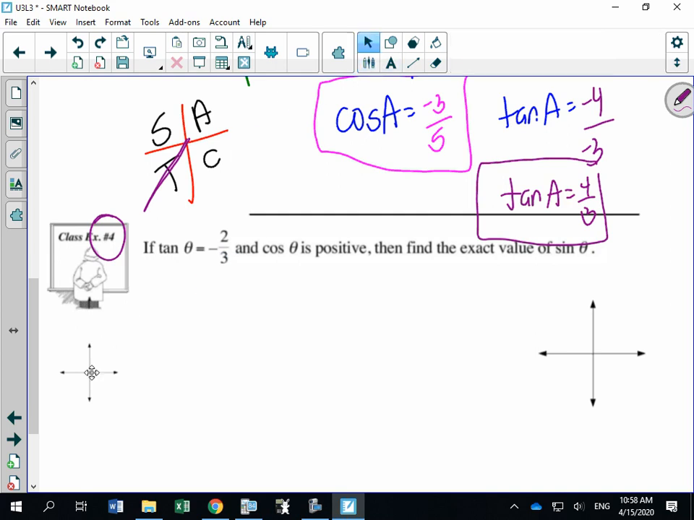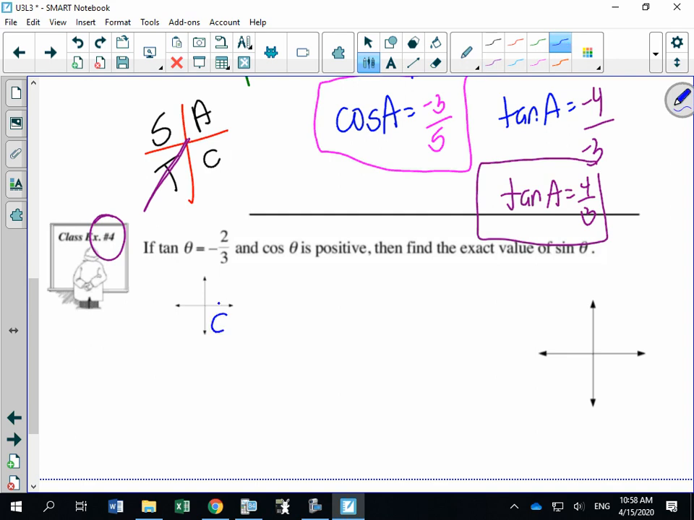So here's what we're going to do. They're telling me that tan is negative, right? This ratio is negative. So according to the CAST rule, write down CAST and put a check mark in the quadrants where tan is negative. So go ahead and put a check mark in the quadrants where tan is negative.